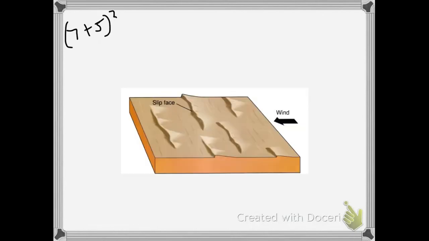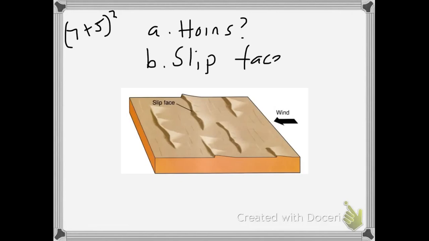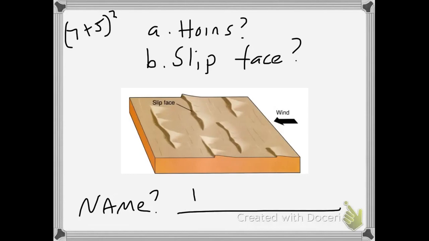So the follow-up to 7 plus 5 is 7 plus 5 squared. Here is another picture. Same type of questions. Do these sand dunes have horns? Is there a slip face? Okay, your job is to name this type of sand dune. Okay, this starts with a T. Okay, these are transverse.